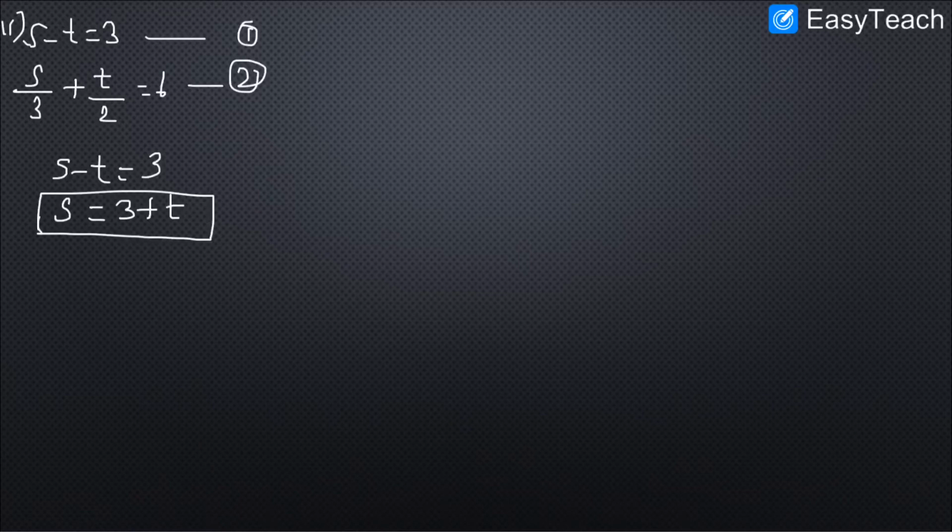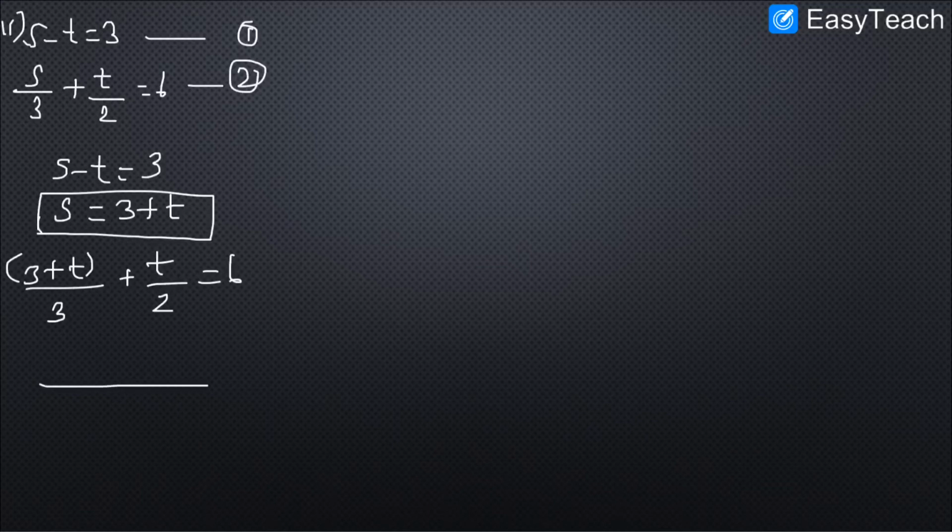So let's substitute. For the s value, I substitute 3 plus t, and I write the t term as it is, equals 6. I put the bracket, so these two together form one term. Okay, let me take the LCM. I hope you know very well how to find the LCM, which is 2 3s are 6. So 6 is the LCM of these two terms.